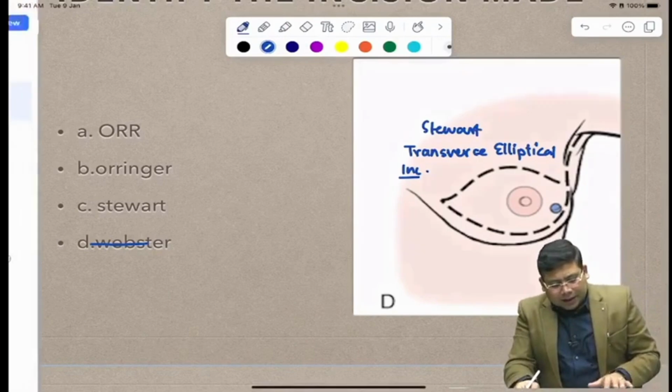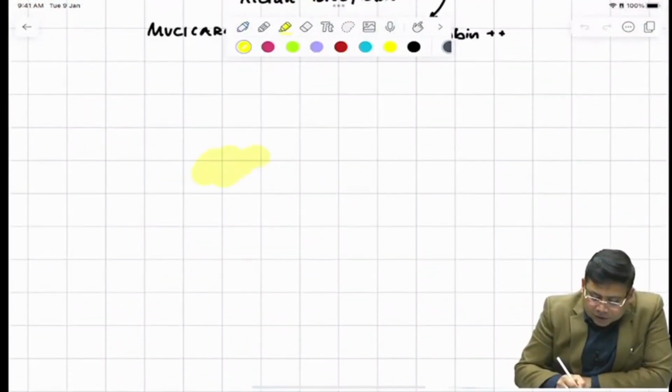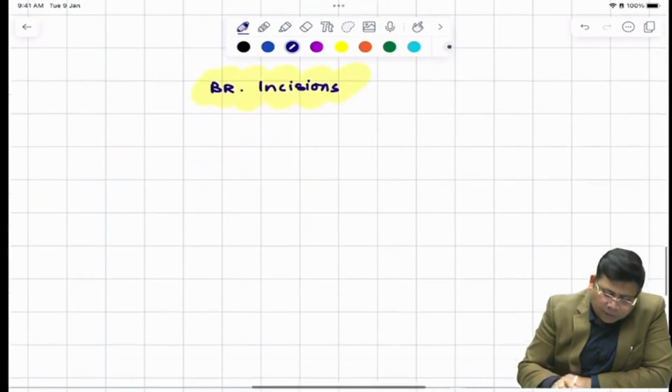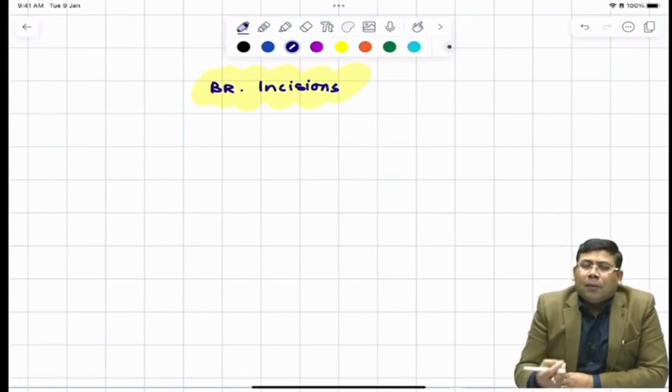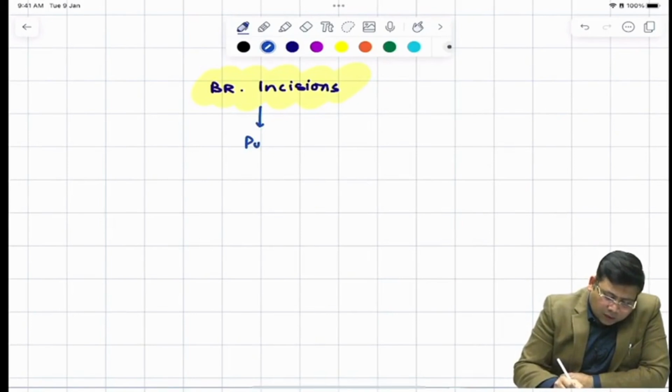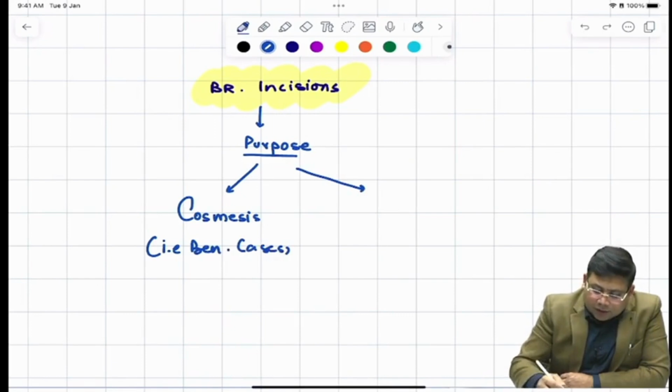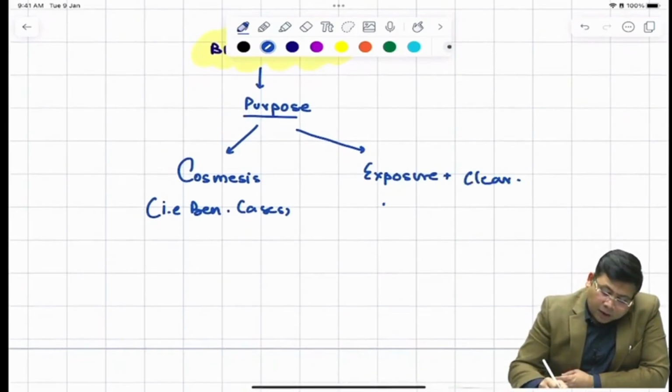Let us give 2 minutes and understand the kinetics behind the breast incision also. When we talk about breast incisions, what are the important things that we need to understand? There are 2-3 wonderful things. Whenever we talk about breast incisions, we need to understand the purpose of the breast incision. So there are 2 things. What is the purpose? If the purpose is cosmesis, that is for what condition? For the benign cases. This is very, very important. Next, the other one is the malignant. The other purpose is exposure and clearance. So for malignant cases, we require exposure plus clearance. So benign cases and malignant cases.